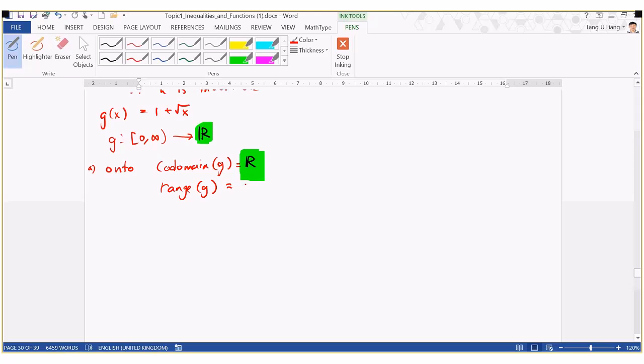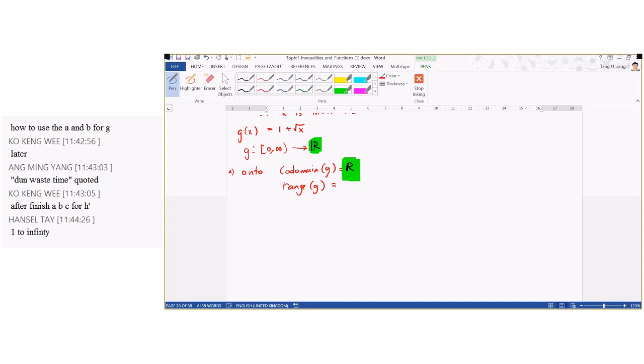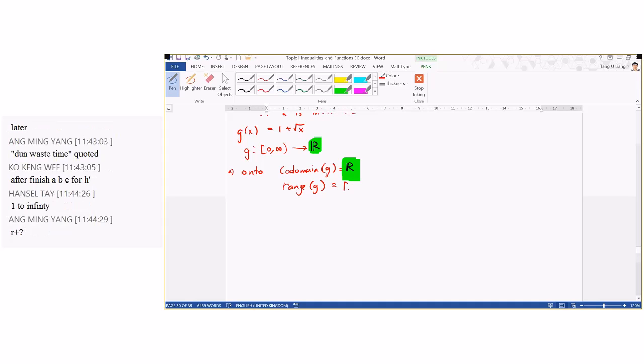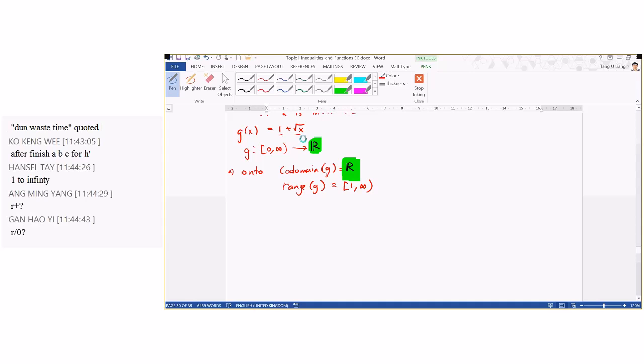Can you see it from the formula? The minimum of the square root is 0, so the new minimum must be at least 1. We're starting from 1 onwards. So clearly this is not onto, so it's not invertible. G is not invertible.